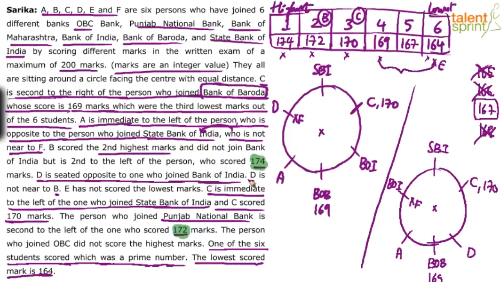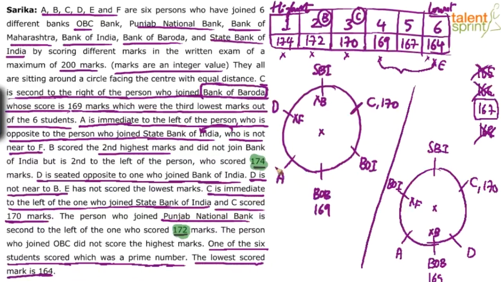D is not near to B. Look at this. D is not near to B means what? D and B cannot be neighbors. So B cannot come in this position here. And B cannot come in this position here. You're able to follow. D is not near to B meaning D and B cannot be neighbors. So B cannot come in this position. Anyway, this is occupied by C, so doesn't really have to worry about that. And B cannot come here in this case. This is occupied by A.